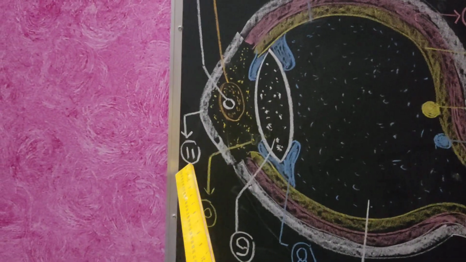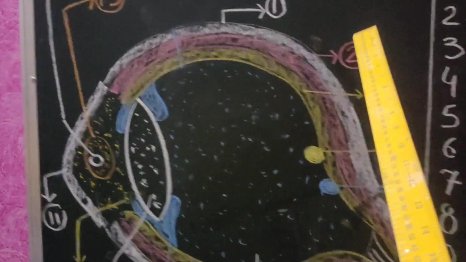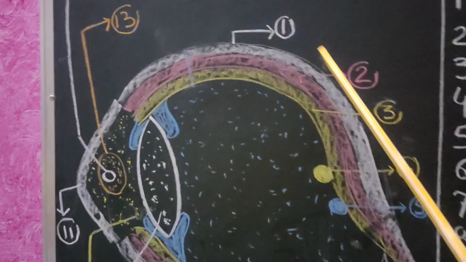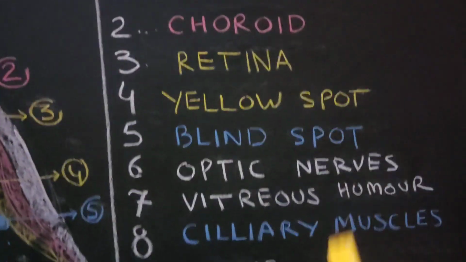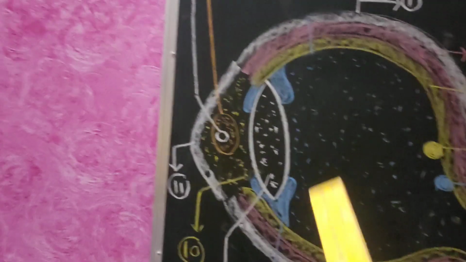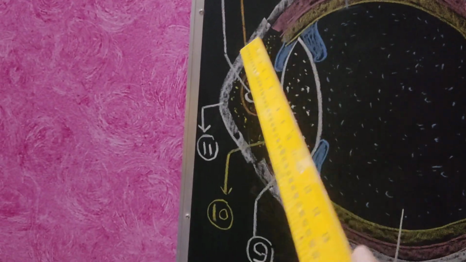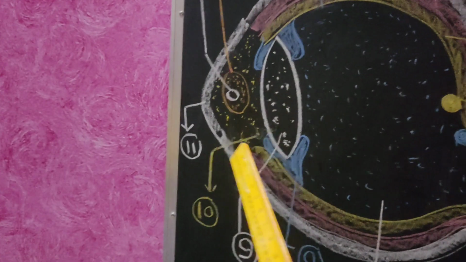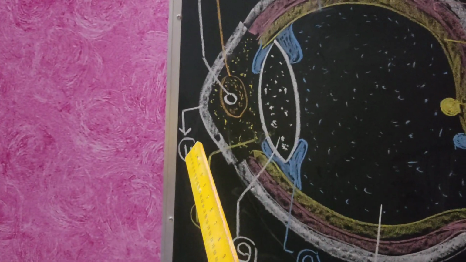I have given numbers to various parts, numbers 1, 2, 3, 4. Due to shortage of space, I have written the names of these parts on this side. It is better for me to write the names. The bulged out part is called the cornea, number 11. I have written here number 11.